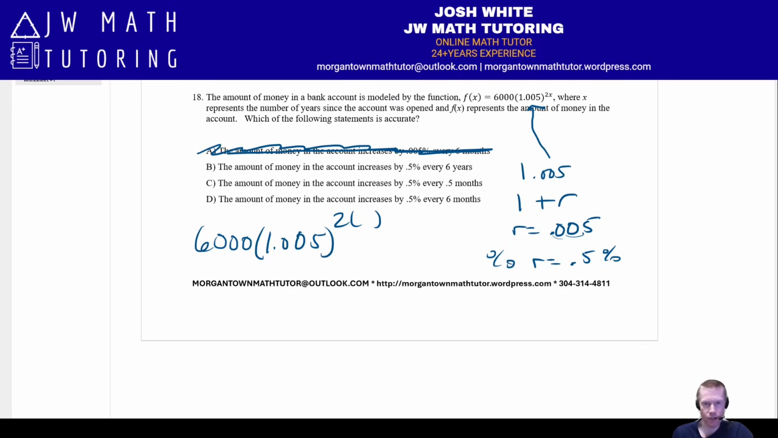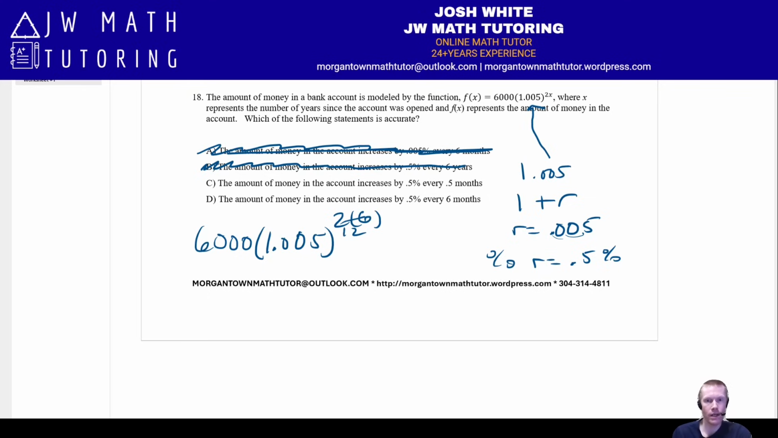So if it's every 6 years, that means you would plug in 6 for x, which means the exponent would then become 12, which means the $6,000, the original amount, is increasing by 1.005 to the 12th, which is some number larger than 1.005. That means the amount of money is not increasing by 0.5%, it's increasing by some other slightly larger amount. So B is going to be wrong.